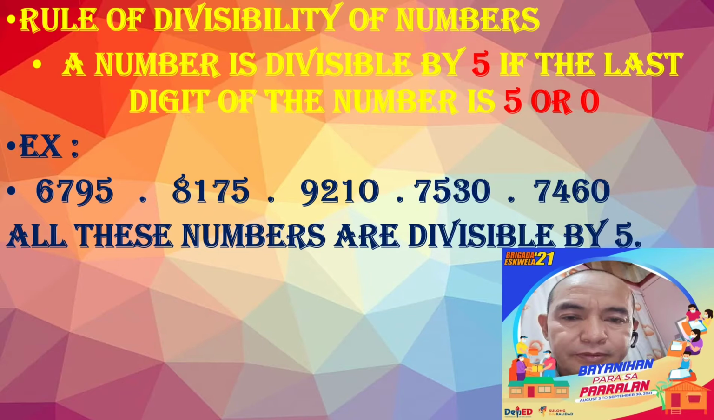The rest of the numbers, 7,530, also ends with 0. 7,460 ends with 0. So, these numbers are divisible by 5 even if we do not do the actual division, by just simply looking at the numbers. But if we were to divide these, actually, there would be no remainder at all. We will be able to divide the number without remainder. That's why we call it divisible.